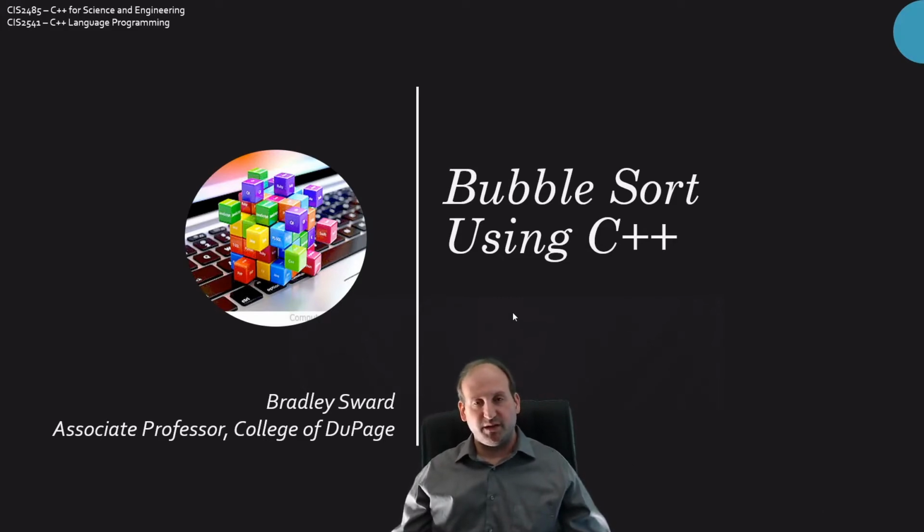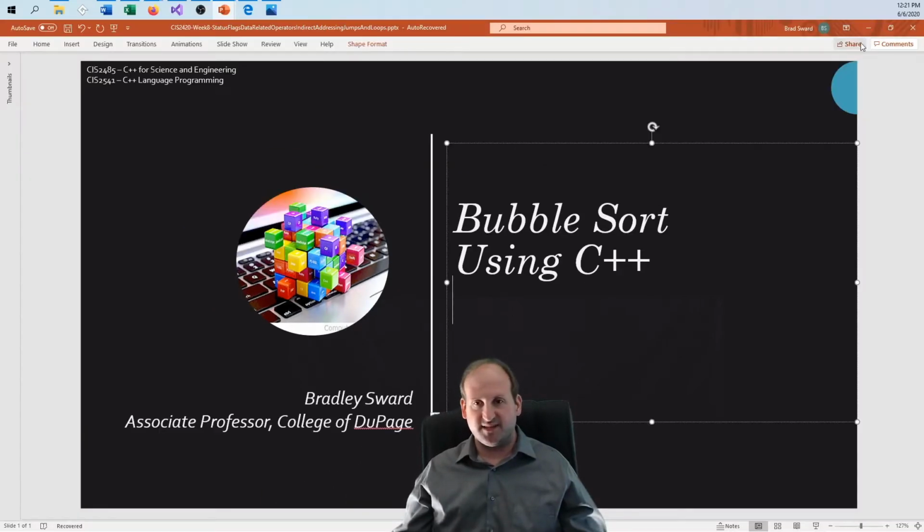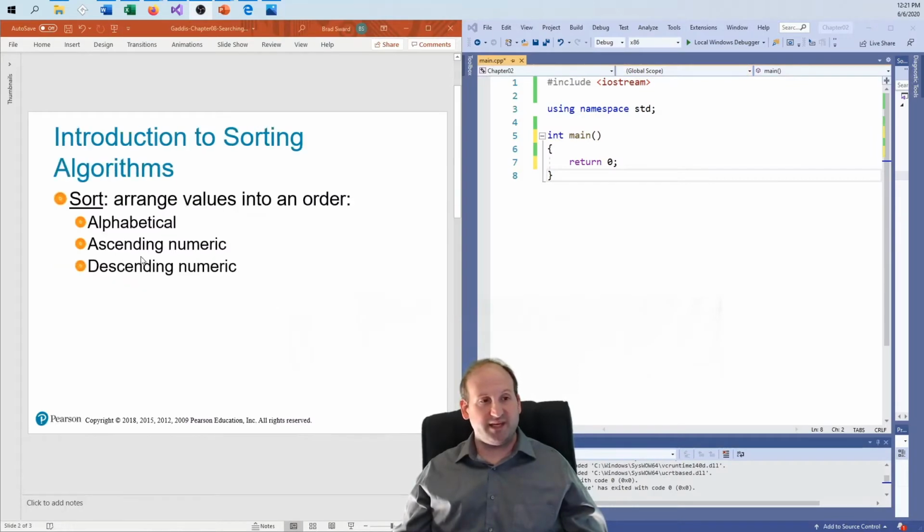language. So the bubble sort is one of many, many different ways we can take a collection of data and sort its contents. So what are we trying to do in general? We all know how to sort.